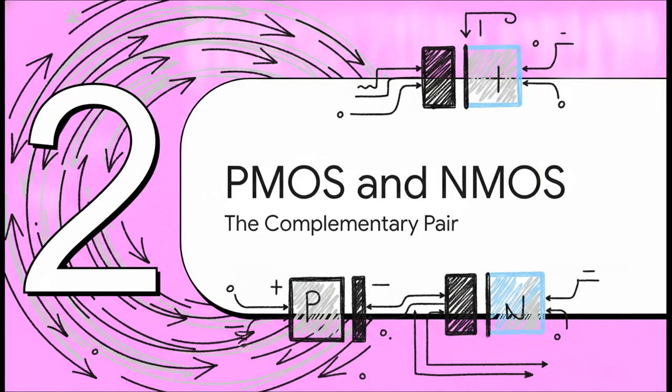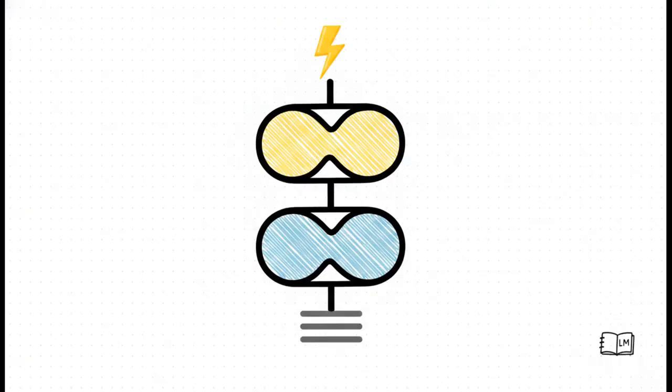Moving on to Section 2, meet PMOS and NMOS, the complementary pair. Now, the C in CMOS is really the secret sauce here. It stands for complementary metal oxide semiconductor. And complementary just means we're using two different types of transistors that act as perfectly opposing switches. First, you have the PMOS transistor at the top, which is connected to the power supply, known as VDD.